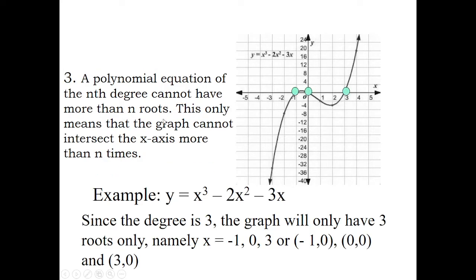Next, a polynomial equation of the nth degree cannot have more than n roots. This means, if the degree of this function is 3, so this is y is equal to x cubed minus 2x squared minus 3x, there must only be 3 roots. 1, 2, 3. No more, no less. So here, this graph passes through negative 1, 0, and 3. So, the coordinates are negative 1, 0, 0, 0, and 3, 0.